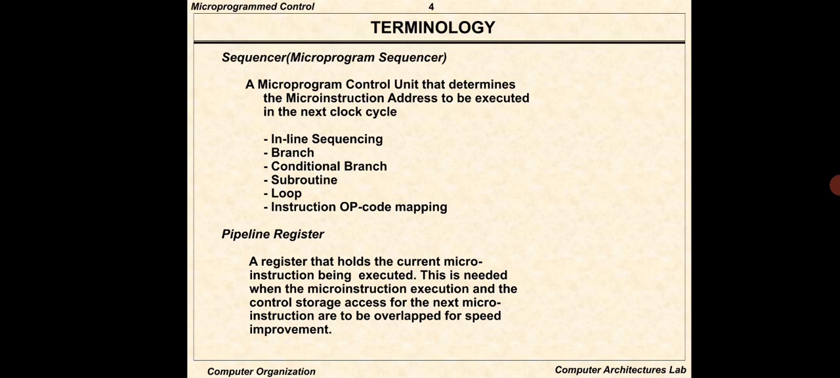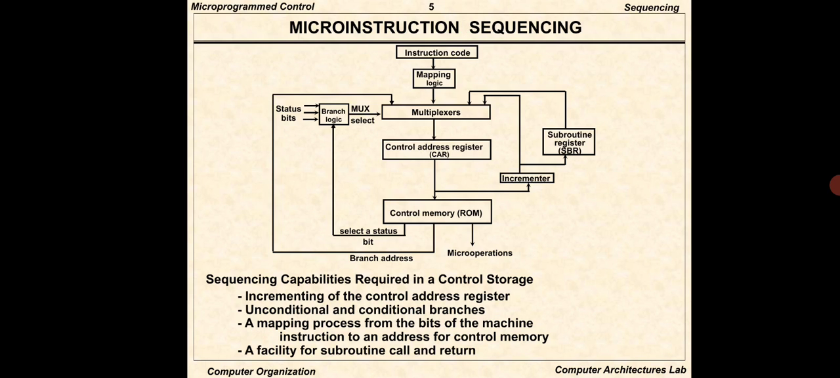Apart from that, we are going to have a pipeline register. A pipeline register is used to hold the microinstruction which is presently being executed. That address you keep in the pipeline register. Coming to microinstruction sequencing, this block diagram we will discuss in the coming class. Thank you.